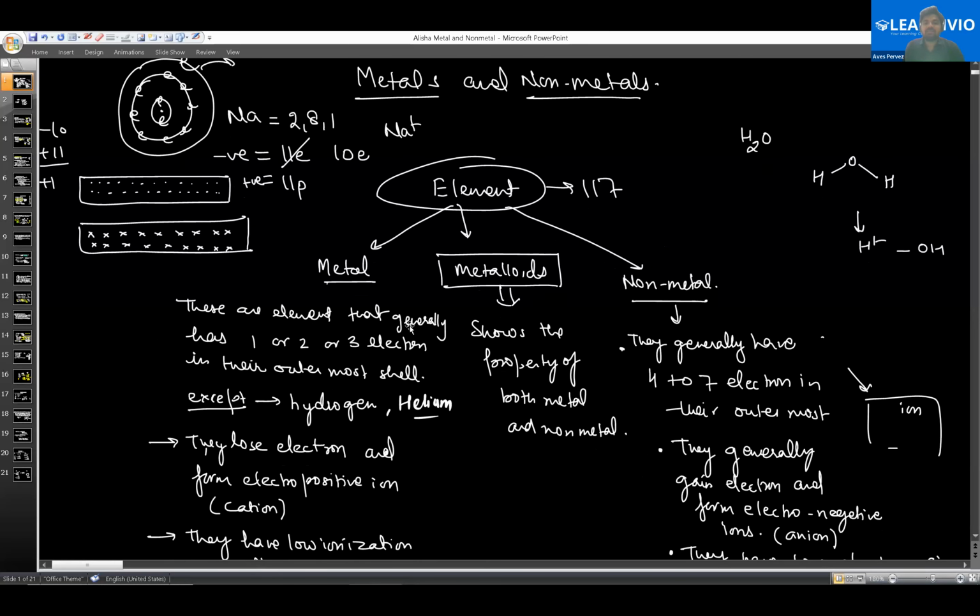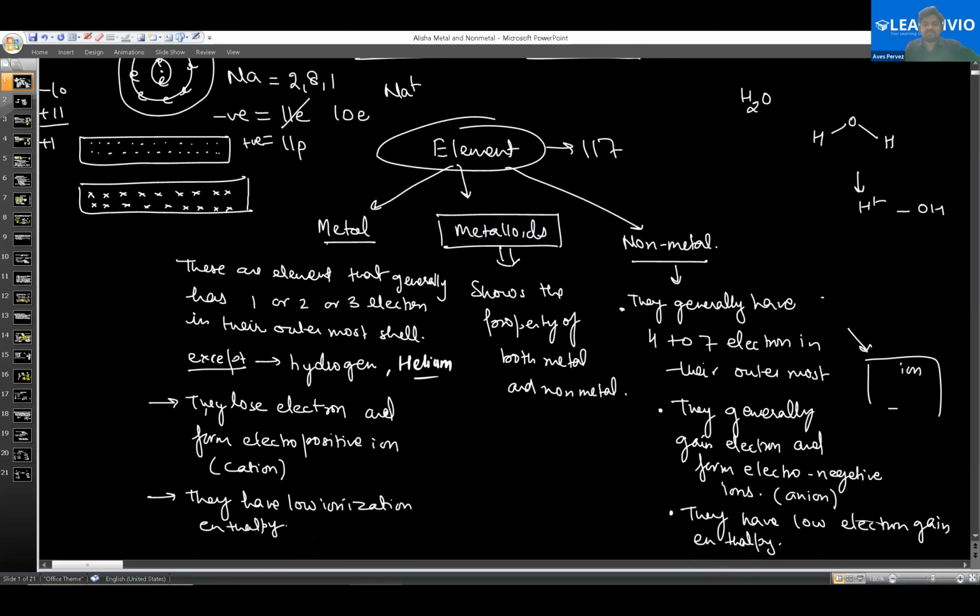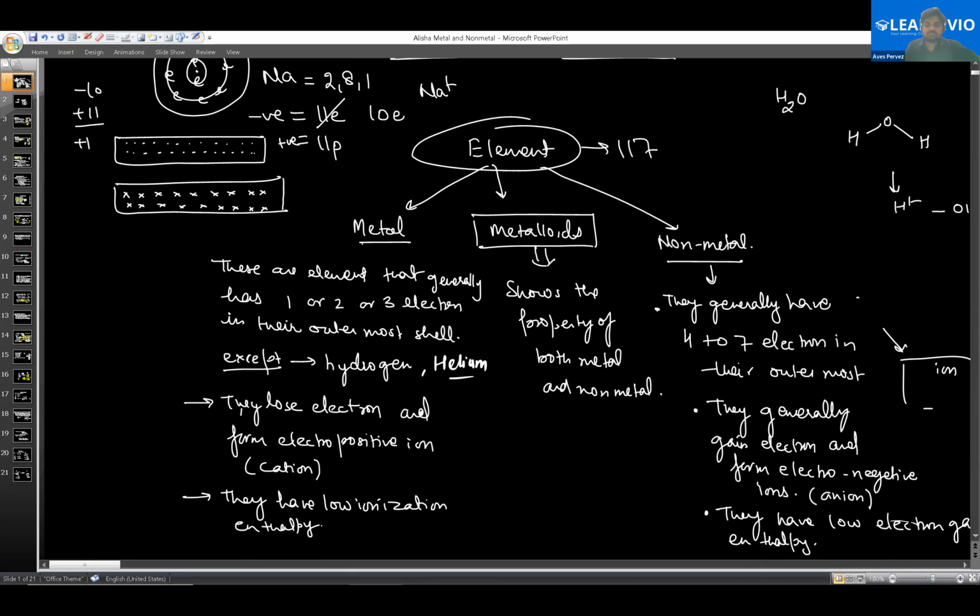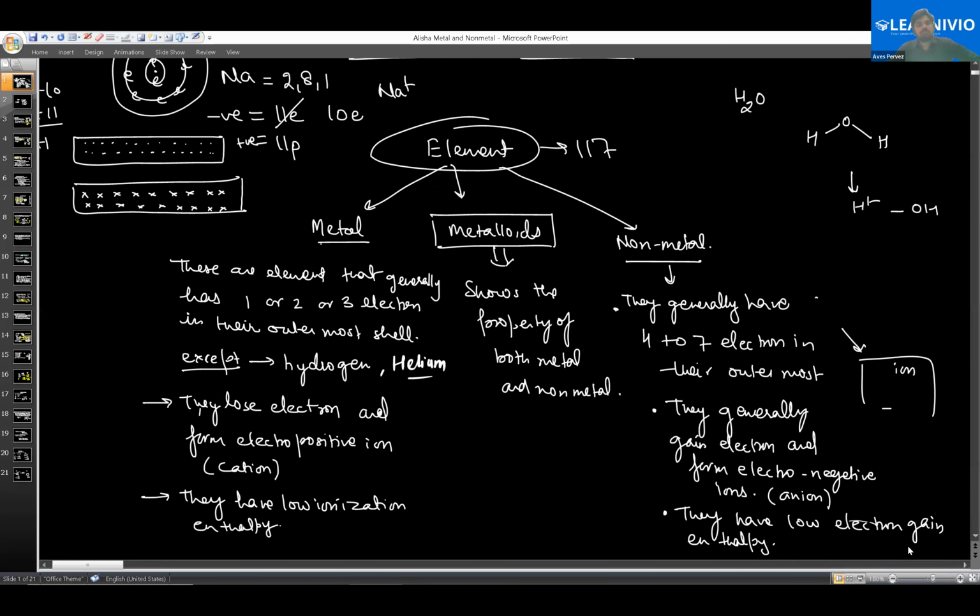These are the elements that generally have one or two or three electrons in their outermost shell, except hydrogen and helium. They lose electrons and form electropositive ions called cations. They have low ionization energy. Similarly, non-metals generally have 4 to 7 electrons in their outermost shell. They gain electrons and form electronegative ions, called anions. They have low electron gain enthalpy. Memorize it fast.